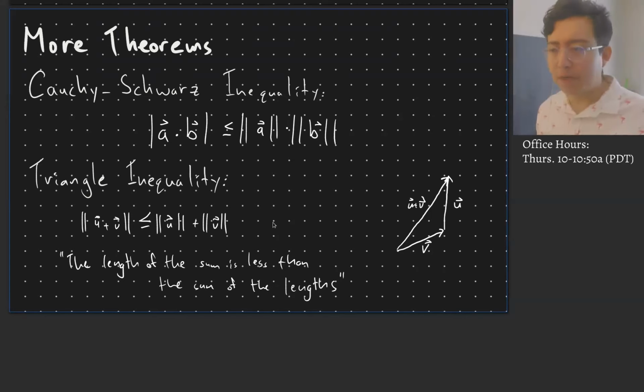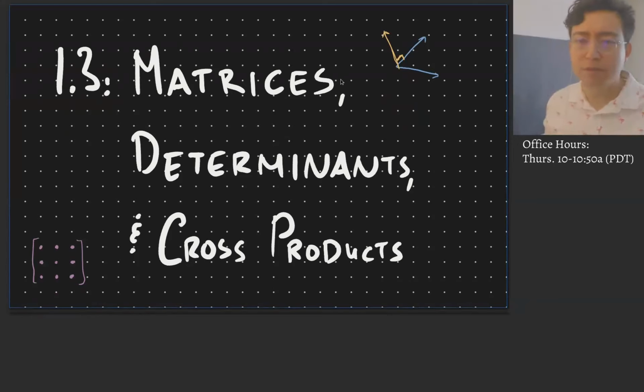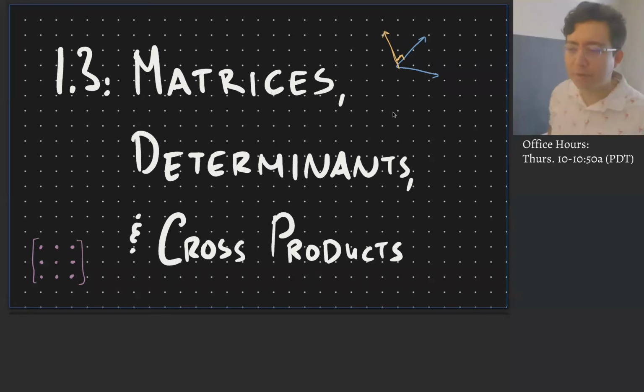I'm going to go ahead and save this and then open up the next section so we can get started on that. Hopefully we'll get through most of this, but we probably won't finish today. Okay, so now we're going to get to where we want to spend most of our time today, which is section 1.3, about matrices, determinants, and cross products.